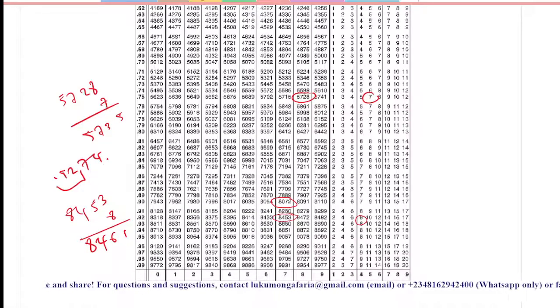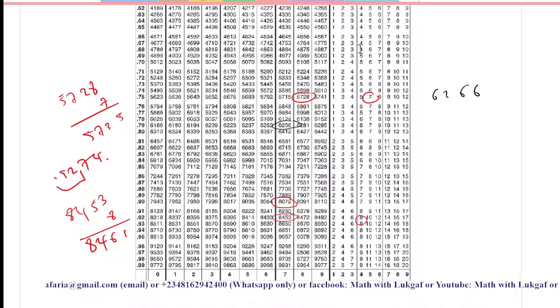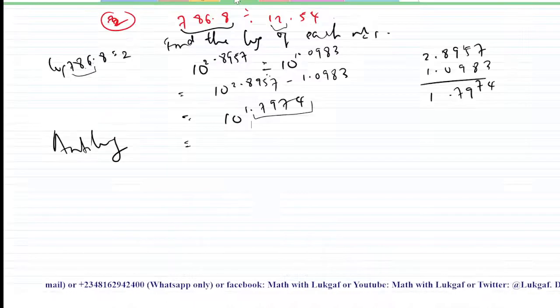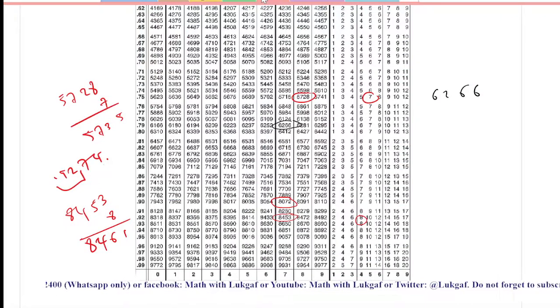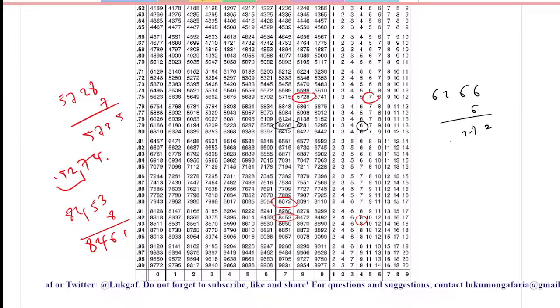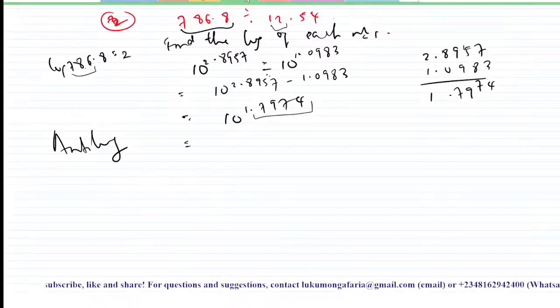So as to see it very well, under 7, that's 6266. So difference 4. So you check the difference. This is 4. What is corresponding to it here is 6. If you add 6 to it, this will give you 6272.